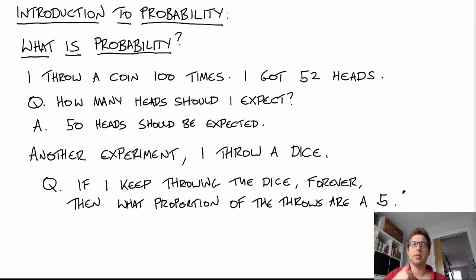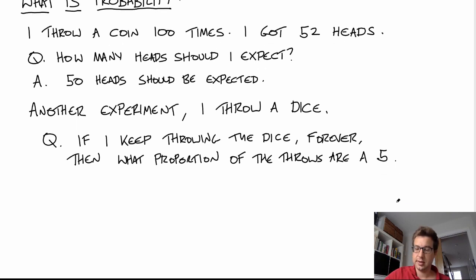So I throw the dice, it's numbered 1, 2, 3, 4, 5, 6, and let's assume it's not a biased dice, it's just a normal, regular, unbiased dice. I throw it, and I just keep throwing it forever. And I'm going to ask what proportion of the time do I get a 5? Now, if you think about it for a little bit, you should see that the proportion that you get is 1/6.